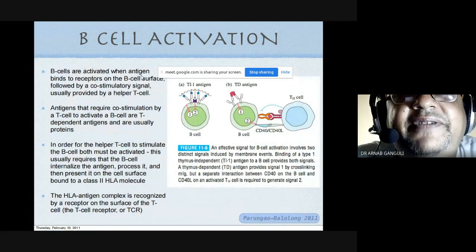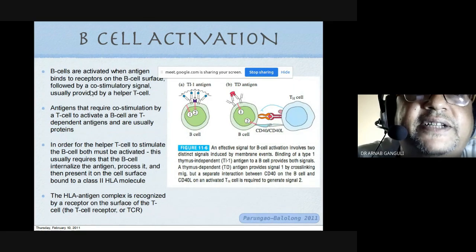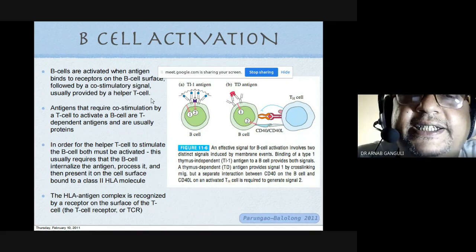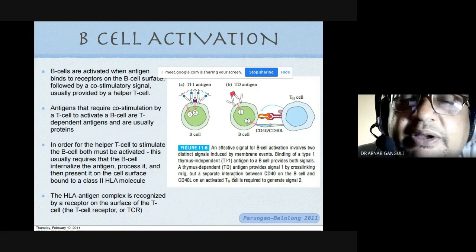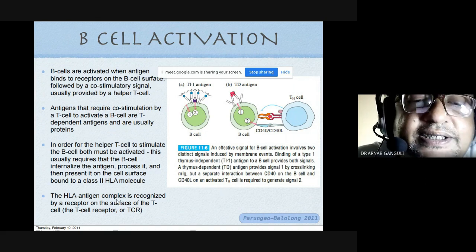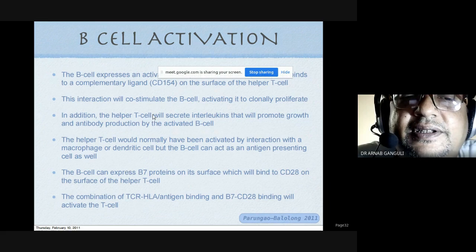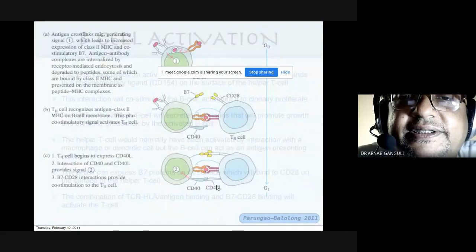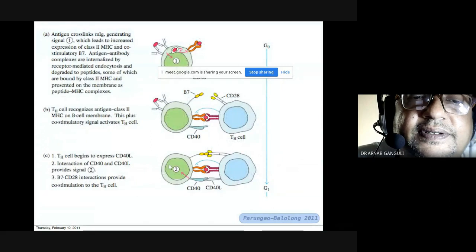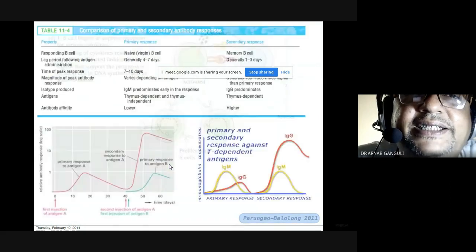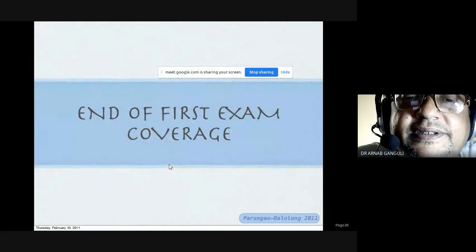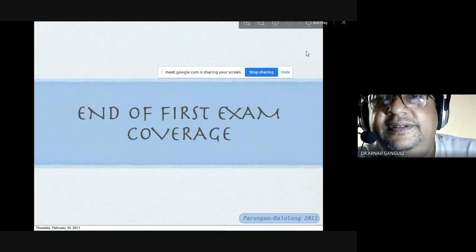B cells are activated when antigen binds to receptors on the B cell surface and there is a co-stimulatory signal, ওই হেল্পার টি সেল দিচ্ছে। ওই যে বি সেল অ্যাক্টিভেশন তোমরা ওই একই জিনিস, ওই জিনিসটাই আরেকবার দিয়েছি। হ্যাঁ, এটা হচ্ছে দ্য সামারি অফ অল দ্য থিংস। এই একই জিনিস, দিজ আর দ্য সেম থিংস। সো এইভাবে দিস ইজ দ্য বি সেল এন্ড টি সেল। এটা ক্লিয়ার তো?